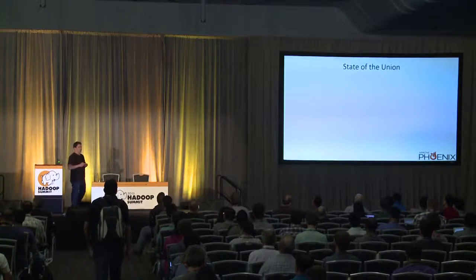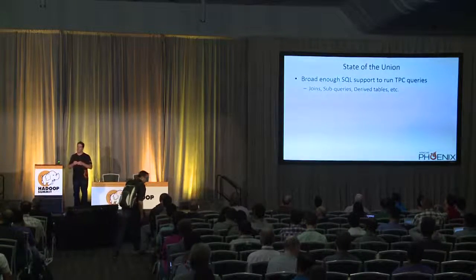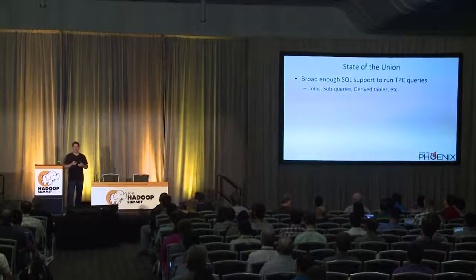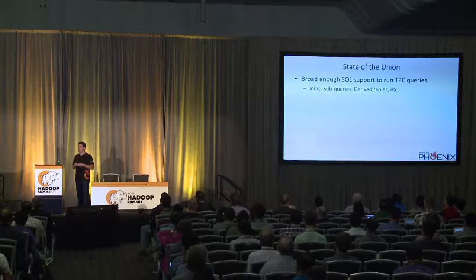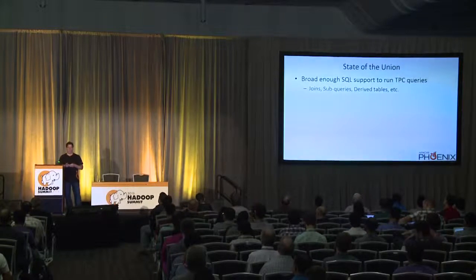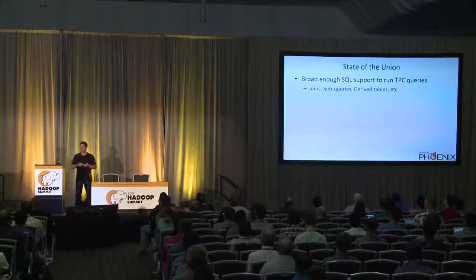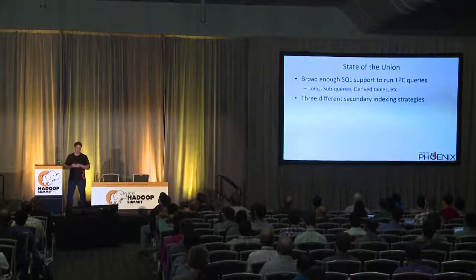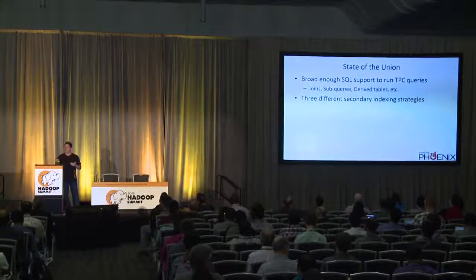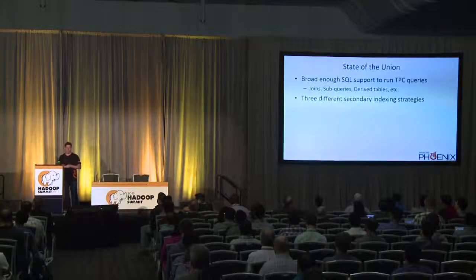OK, so where are we at today with Phoenix? We've really spent a lot of time over the past year and a half increasing our breadth of SQL support. We've had joins now for actually over a year. A lot of folks don't know about that, so we've got to do a better job of getting the word out. But I'm going to talk about that a little bit in detail. We support joins, subqueries, correlated subqueries, semi and anti-joins, derived tables, all that kind of stuff that you'd expect. We also have secondary indexing. We have 3 different indexing strategies, because with big data and secondary indexing, a one-size-fits-all approach doesn't work very well, we found.